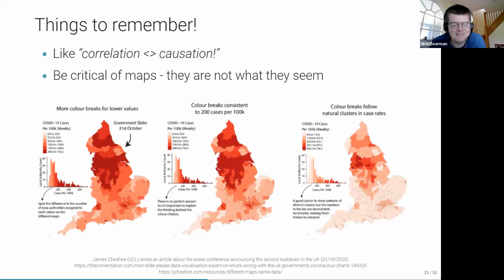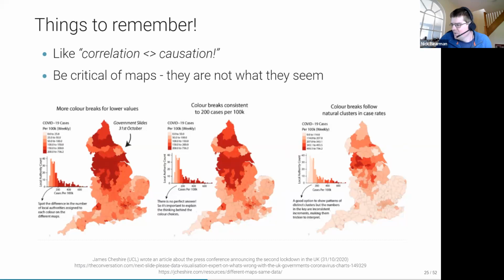How we group this data is quite important, and that's the difference between these three maps. If we look on the left, the categories are quite small, about 50 units wide, and we've got a lot of dark colours. So up in northern England, we've got higher cases of COVID.